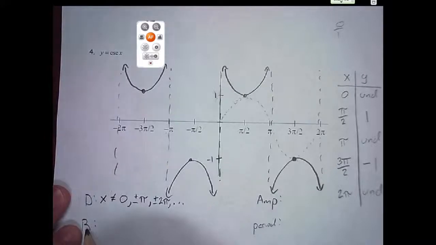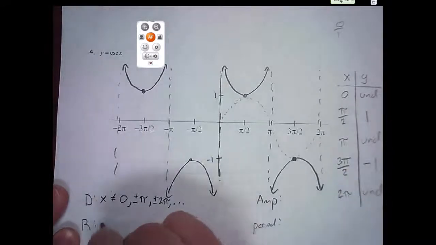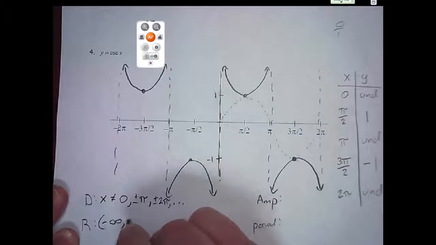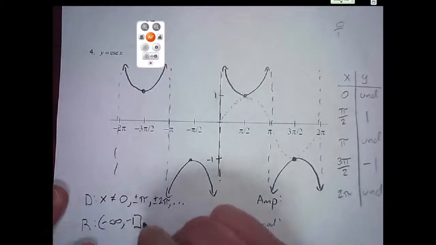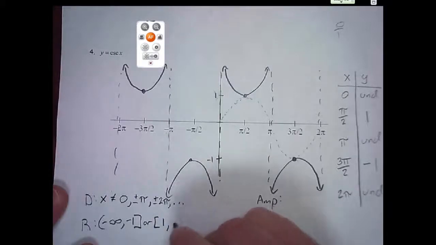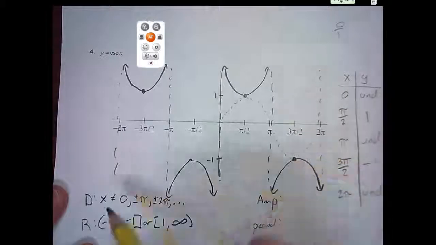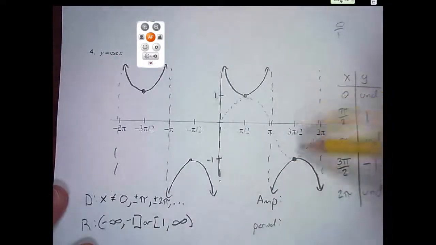Range is just like secant. If you notice that it's going down forever, and then it kind of comes up to -1, so it's going to be negative infinity to -1, or 1 to infinity. And remember, the reason why we have to do 2 is because there's a big gap right here in our graph.